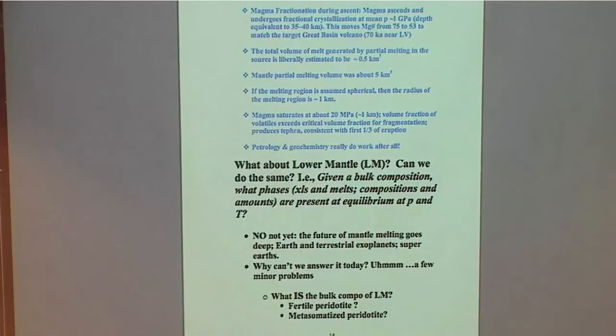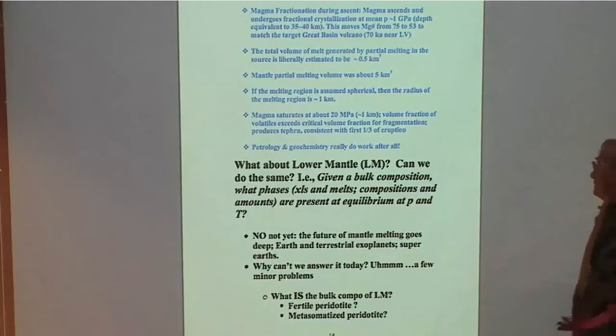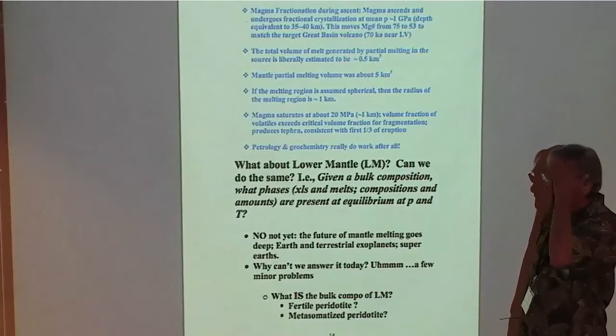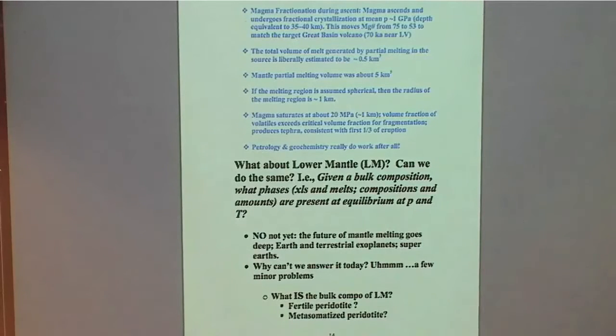So what are the minor problems with this? Well, the first problem is, what is the composition that we want to melt in the lower mantle? Well, we have some guesses, right? But there's a lot of variability, which is, I guess, the core of the problem. What are the possibilities? The so-called fertile peridotite composition. So I'm using peridotite in a compositional sense.